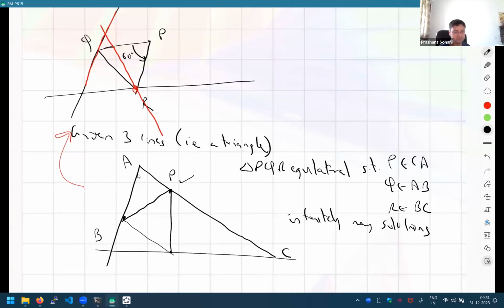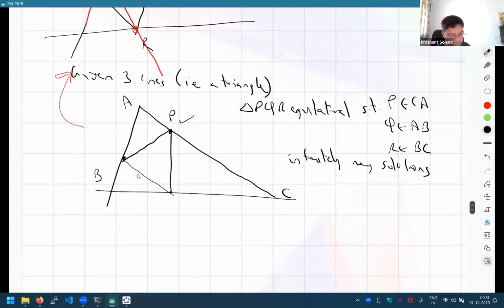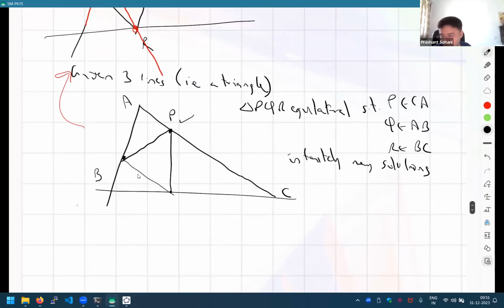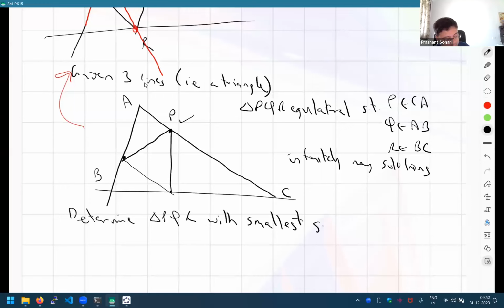But the question which I had asked was, out of all the solutions, I want to determine the triangle PQR with the smallest size. Okay, so size means the length of the side, maybe area, perimeter, any way you define size. So out of all those triangles, which triangle PQR will have the smallest size is the question.